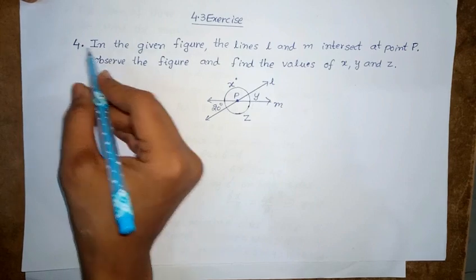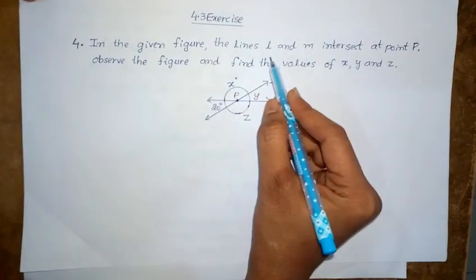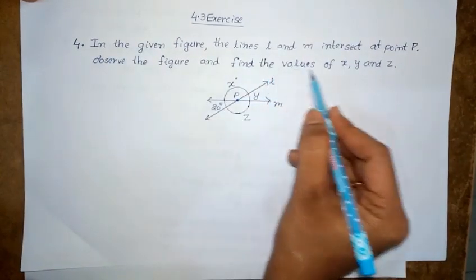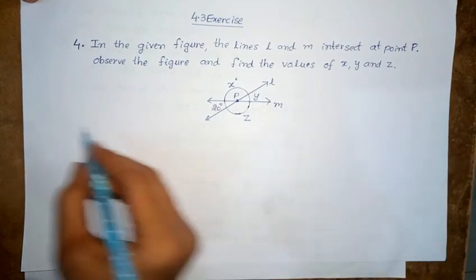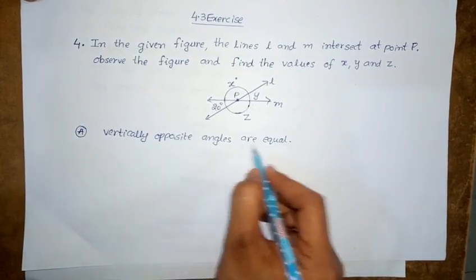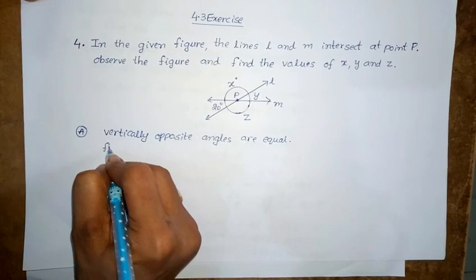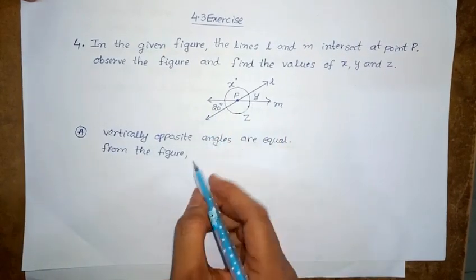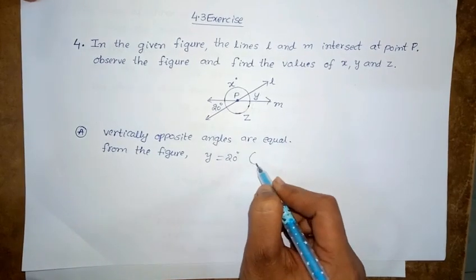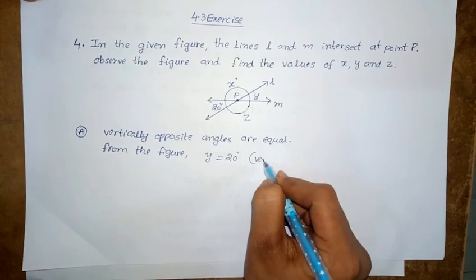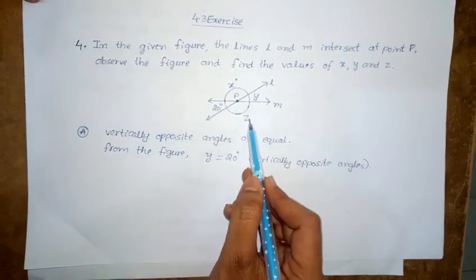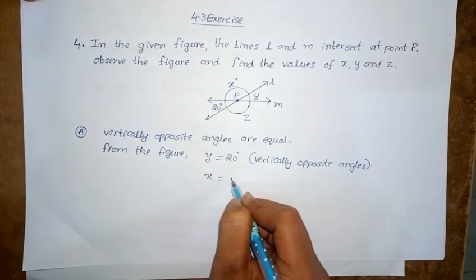Next problem, fourth one. In the given figure, the lines L and M intersect at point P. Observe the figure and find the values of X, Y and Z. We know that vertically opposite angles are equal. So from the figure, angle Y is equal to 20 degrees, because they are vertically opposite angles. And also the vertically opposite angle of X is Z. So X is equal to Z.